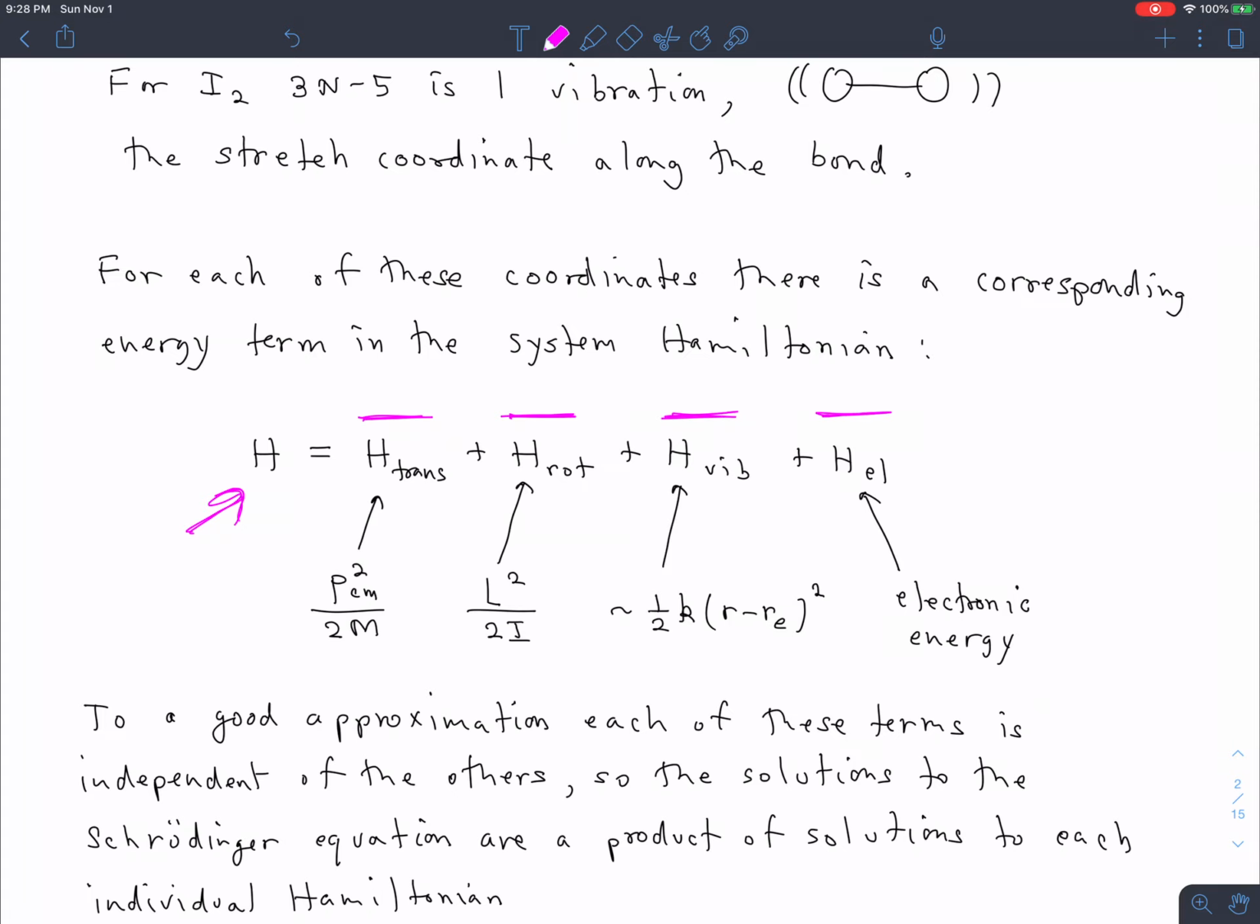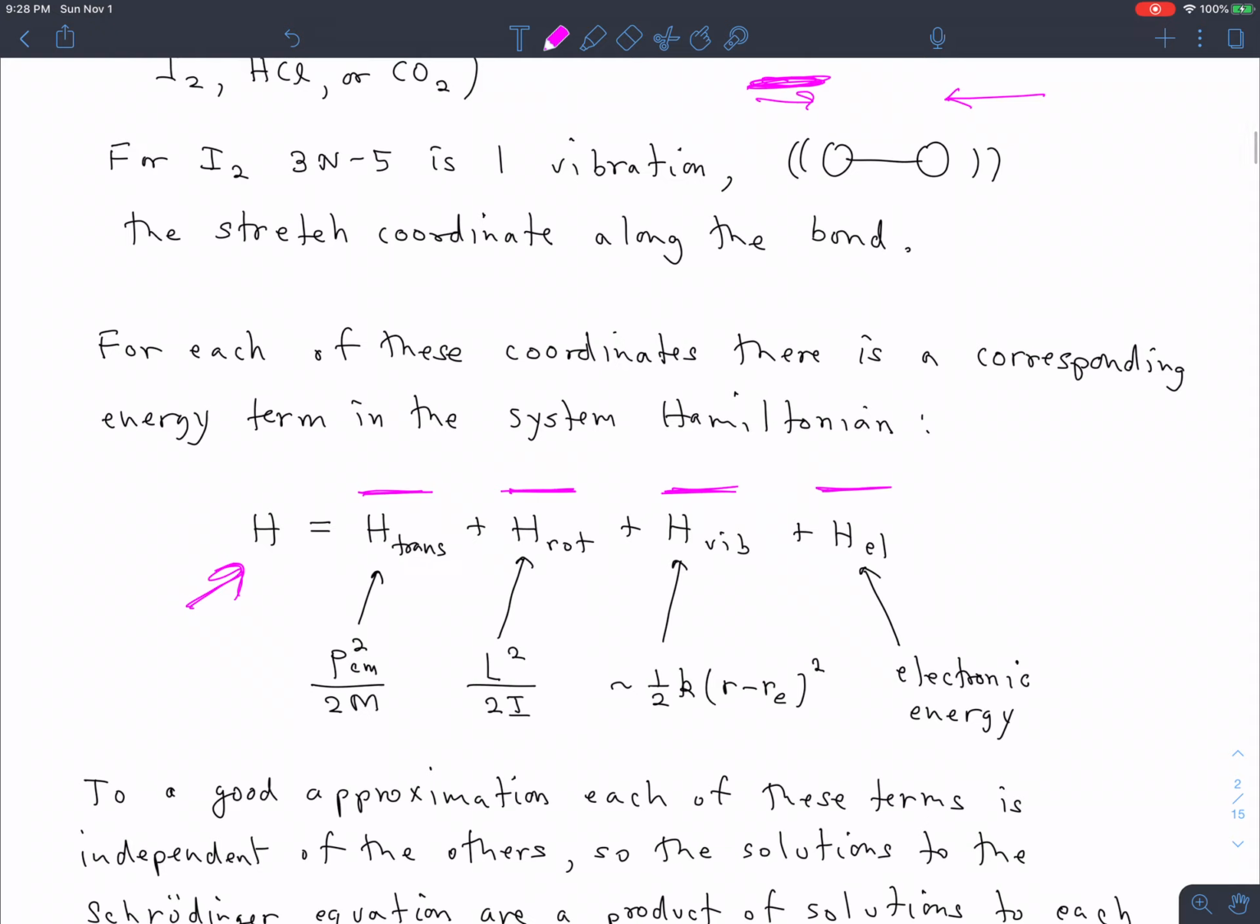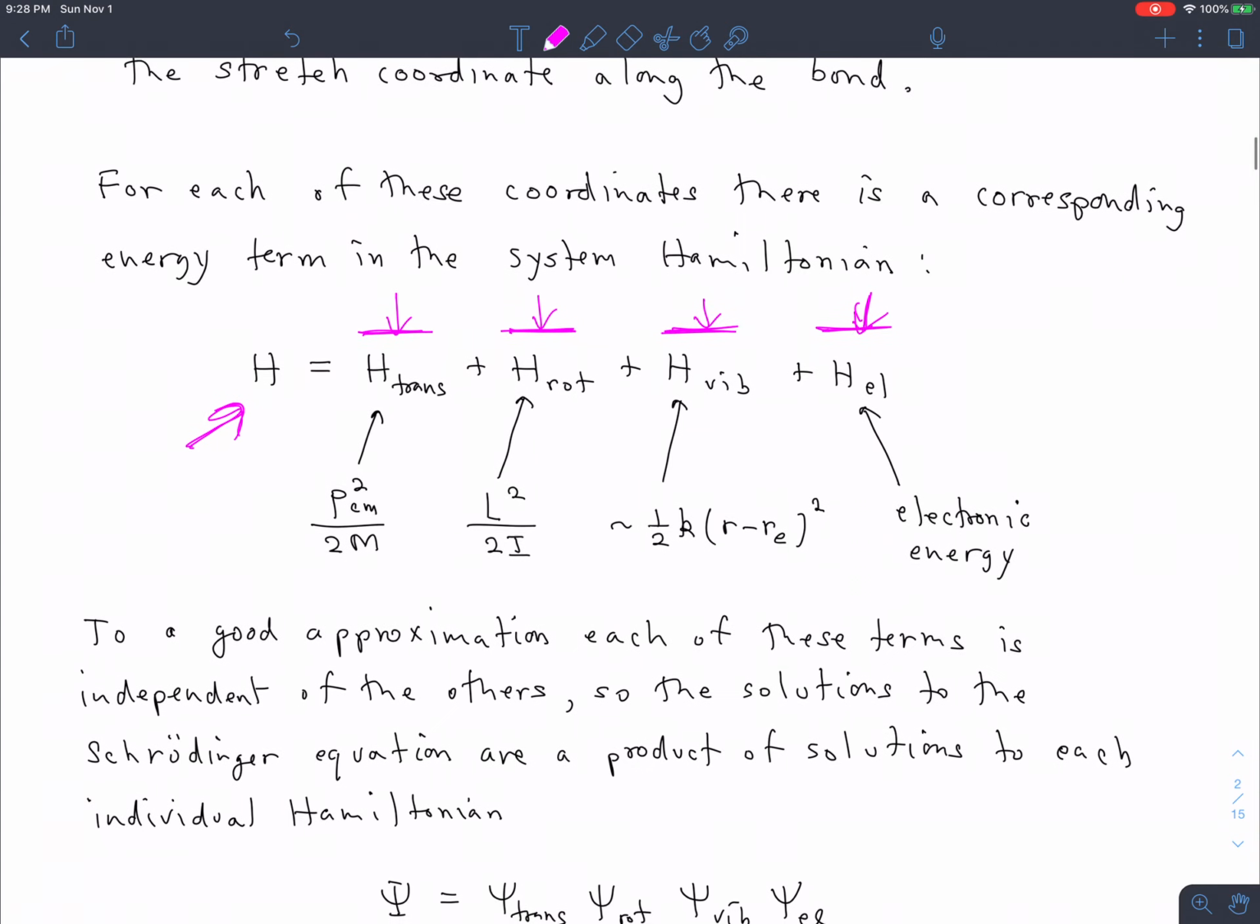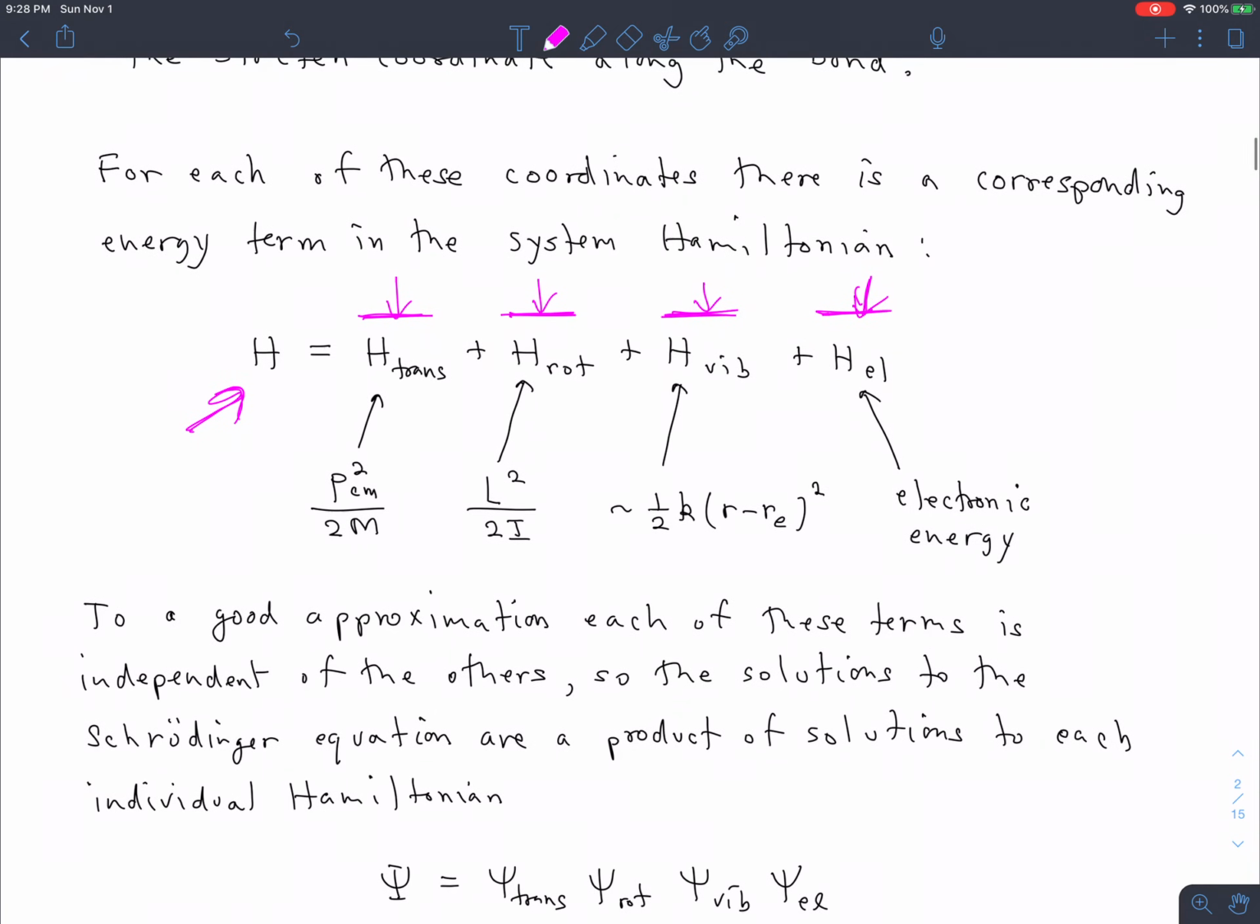There are 4. I've mentioned the electronic degrees of freedom only in passing, but they're in there too. So there are the translations, the rotations, the vibrations, and then finally also the electronic degrees of freedom. And they're at least approximately independent. You can see what the Hamiltonians are here. I've written them out. So kinetic energy P squared over 2m, rotational energy L squared over 2I, where I is the moment of inertia.